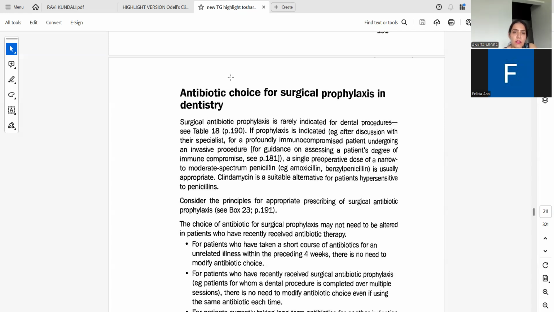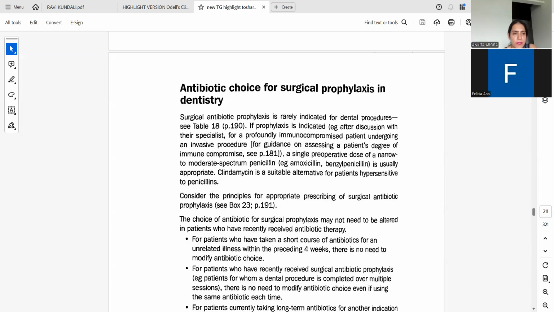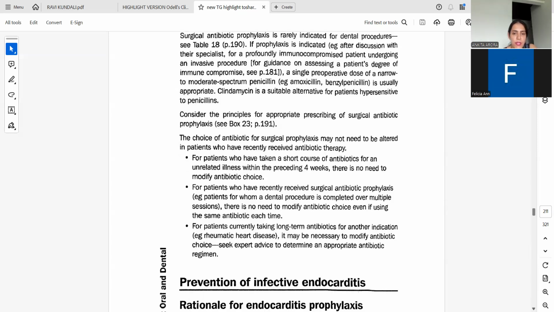But if we are choosing to give antibiotics, which antibiotics should we go ahead with? If prophylaxis is indicated, for example, after discussion with the specialist or multidisciplinary team, we found that it is needed for a profoundly immunocompromised patient undergoing an invasive procedure, a single preoperative dose of narrow to moderate spectrum penicillin is usually appropriate. Clindamycin is a suitable alternative for patients hypersensitive to penicillins. Like we always choose clindamycin in patients hypersensitive to penicillins.